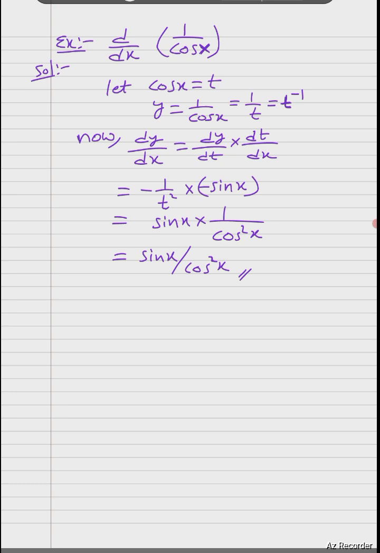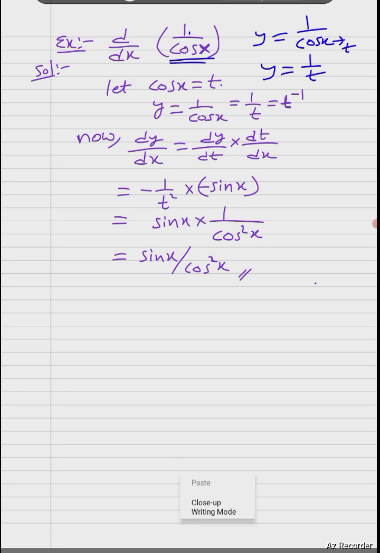Now again, here is one more example for learning the chain rule. So here what you will do? Here again, it is a composite function. So what you will do now? You will assume cos x as t. If you assume y is equal to 1 by cos x, and now assume cos x as t, so what does y become now? y becomes 1 by t. Isn't it? 1 by t.